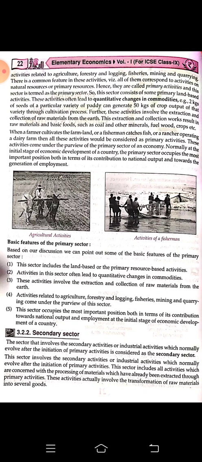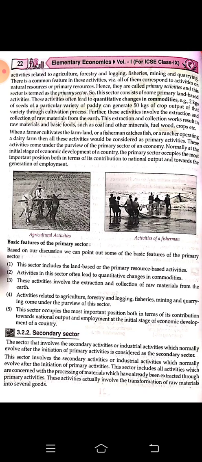Next we are having secondary sector. Secondary sector, from the term itself you can understand it is coming second. So the products whatever we are getting from the primary sector, a few products are coming to the secondary sector and those are getting modified and those are getting manufactured.